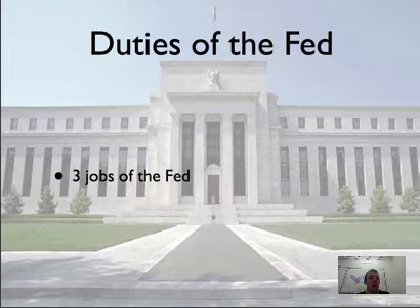The Federal Reserve oversees the banking system. The Federal Reserve controls our monetary policy. And the Federal Reserve provides information to Congress and the public. Now, it's important to remember that people in the Federal Reserve are not elected. They are appointed by the President and approved by the Senate, but they are not elected by the general people.